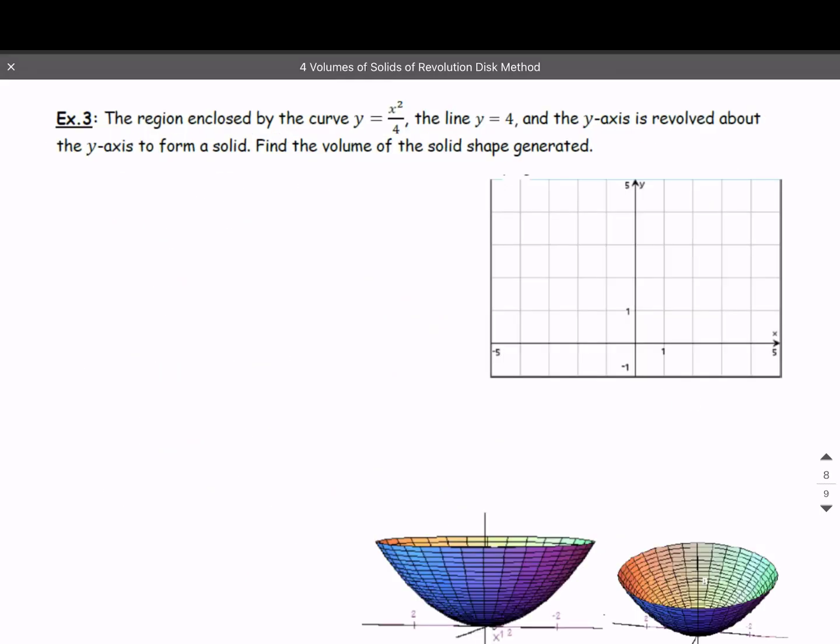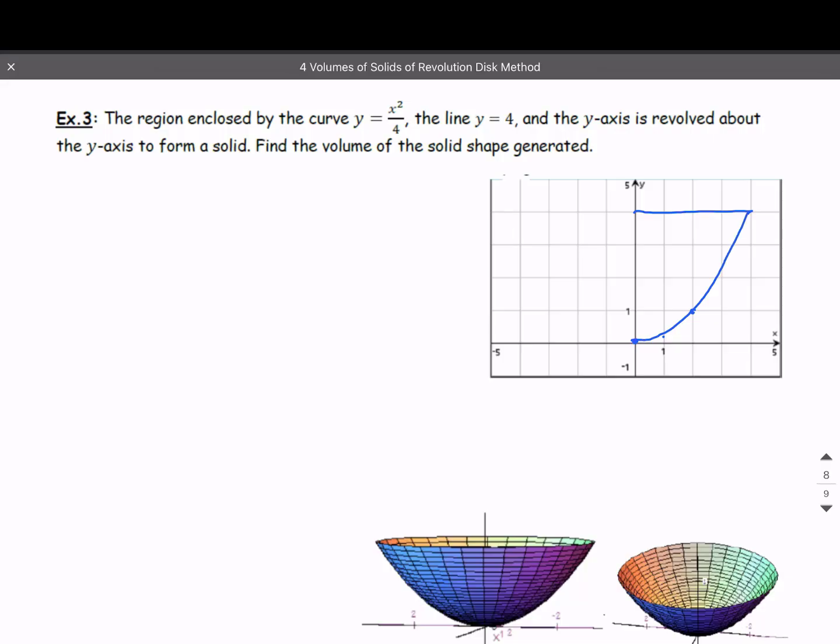Okay? Here's another one. The region enclosed by the curve y equals x squared over 4, the line y equals 4, and the y-axis is revolved about the y-axis to form a solid. Find the volume of the solid shape generated. So the first thing I'm going to do is start graphing. So this starts at 0. Now I know I'm going to go over 1 and up a fourth, over 1 up 3/4. All right, and I'm going to come over here, also we have this line y equals 4, and guess what? This is nice because this is where we're going to end up.